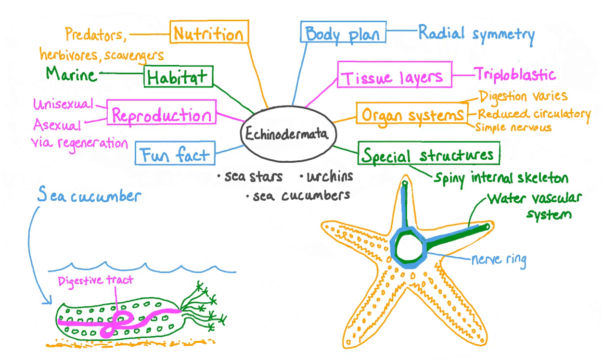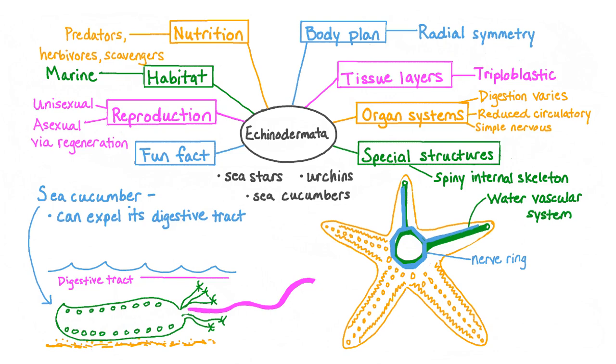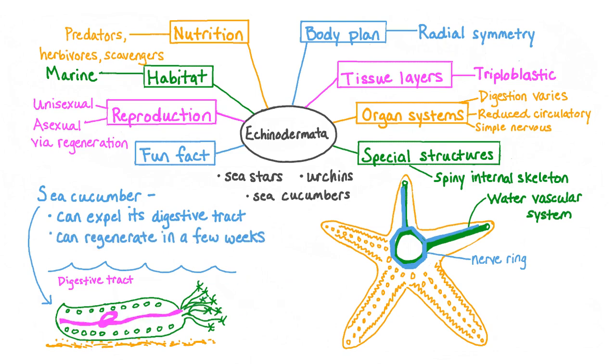Sea cucumbers also use regeneration as a form of self-defense. Under stressful conditions, or when threatened by a predator, they can actually expel their entire digestive tract. Even more amazing is the fact that sea cucumbers can regrow their digestive tracts in just a few weeks. Studying this process could help scientists develop new techniques for regenerating lost or damaged tissue in humans.